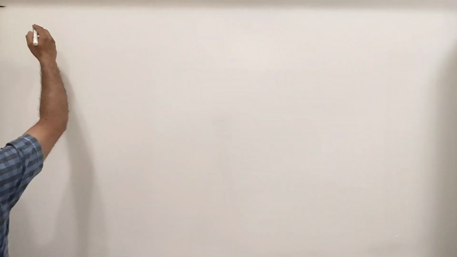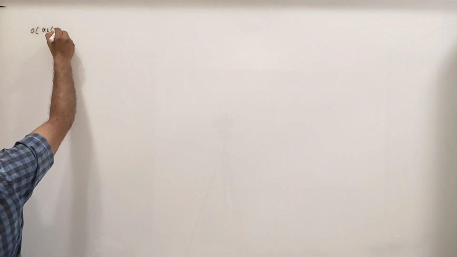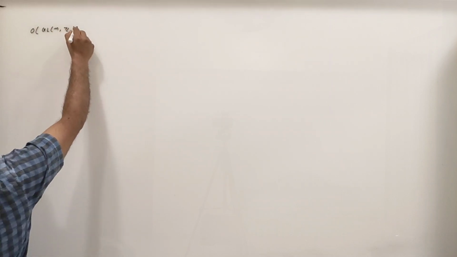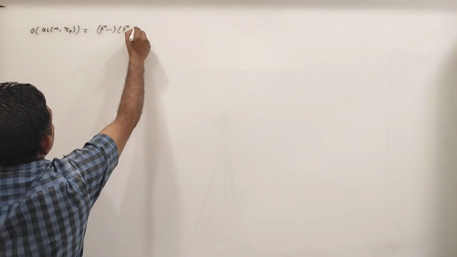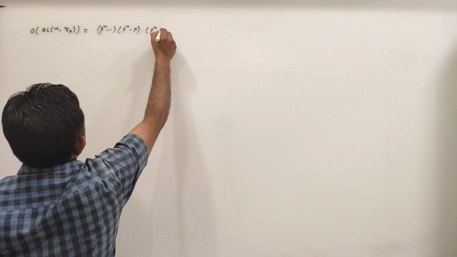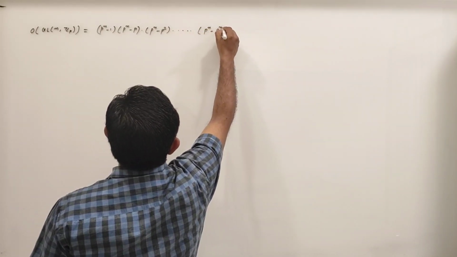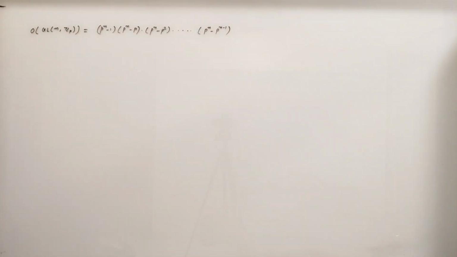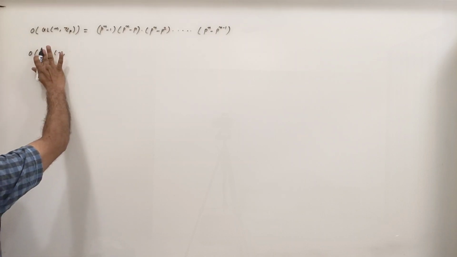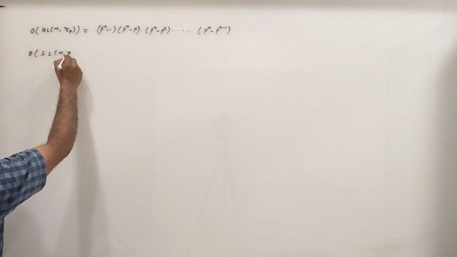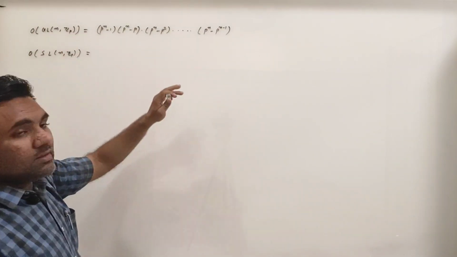So in the last lecture, what we derived, the order of GL(n, Zp) is (p^n - 1)(p^n - p)(p^n - p^2), and so on, up to (p^n - p^(n-1)). And the order of SL(n, Zp) is simply the order of GL(n, Zp) divided by p - 1.